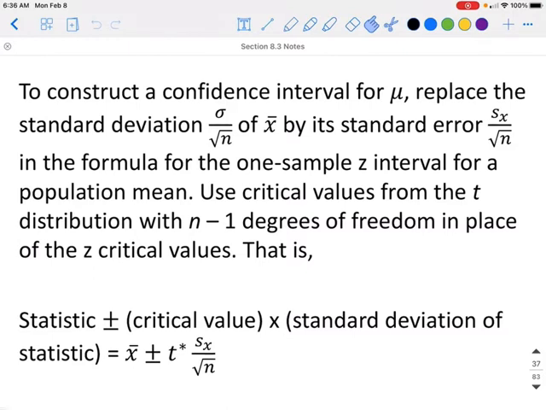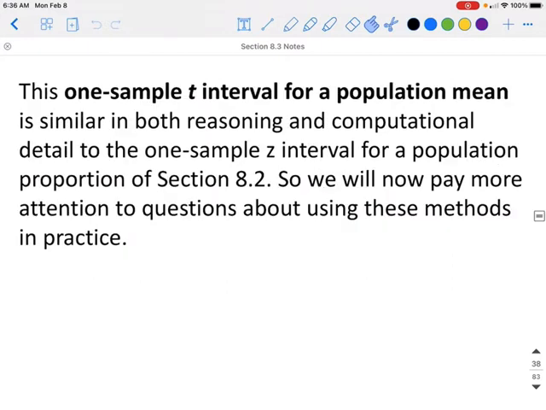So now, to find our interval, we're going to have our statistic plus or minus our critical value times the standard deviation of the statistic. Or we're going to have x bar plus or minus t star, the critical value for a t distribution, times S sub x divided by the square root of n. This one sample t interval for a population mean is similar in both reasoning and computational detail to a one sample z interval for a population proportion from section 8.2. So we will now pay more attention to questions about using these methods in practice.